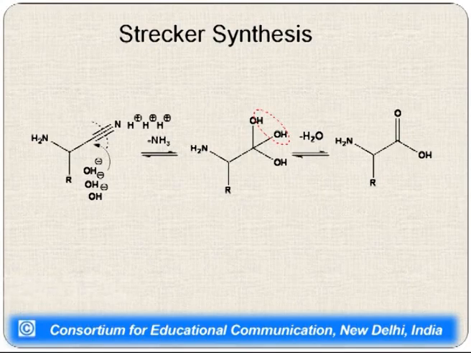So, what are we getting here? You can see on the slide finally that by the removal of water molecule, you get the required amino acid. You took the RCHO molecule in the Strecker synthesis, and you are getting the required amino acid.